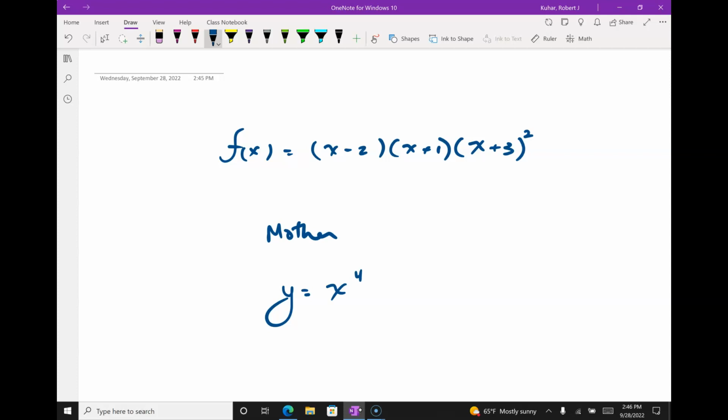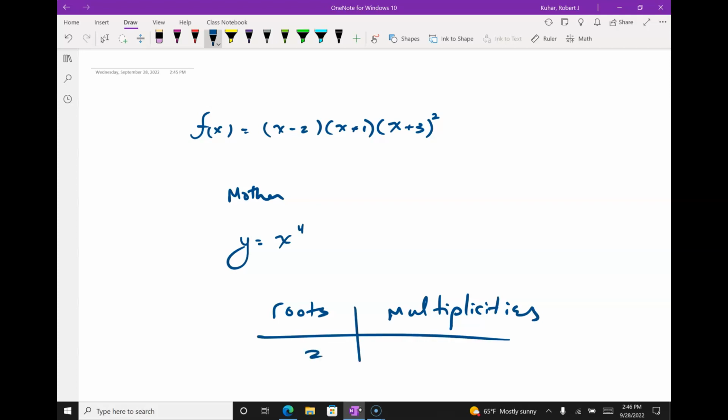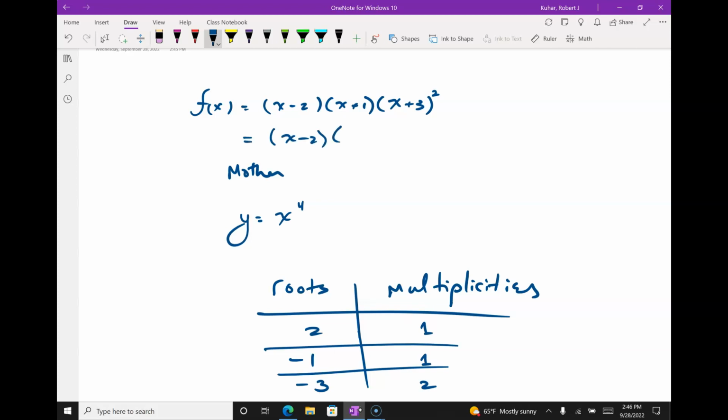And what are the roots? I got a root of 2. You agree? What's going to make it 0? 2. That's got a multiplicity of 1. A negative 1 has a multiplicity of 1. And a negative 3 has a multiplicity of 2. I certainly could write this as x minus 2, x plus 1, x plus 3 times another x plus 3. I'm just saying, how many times is that factor repeated?